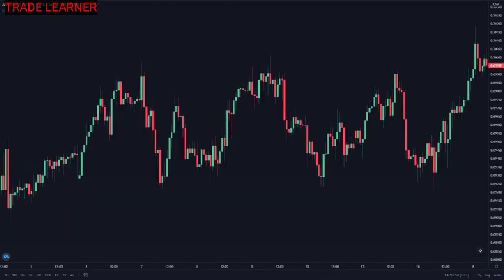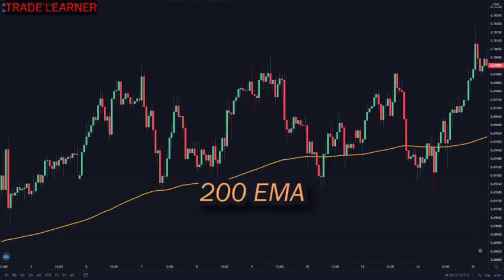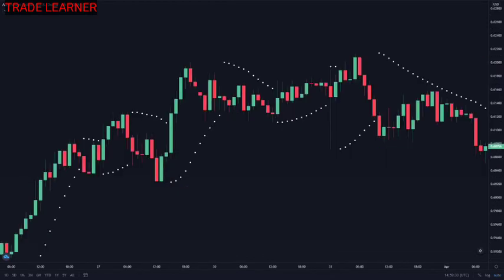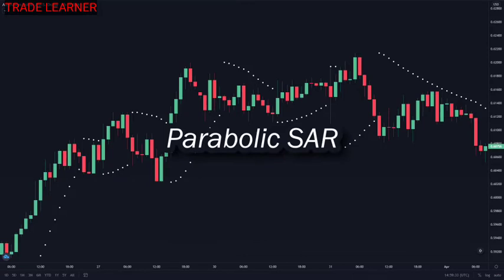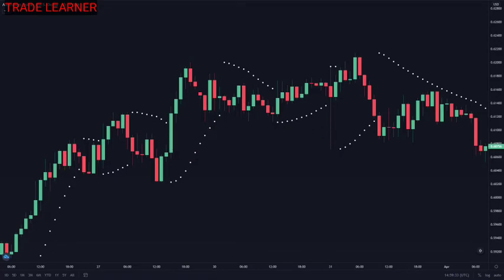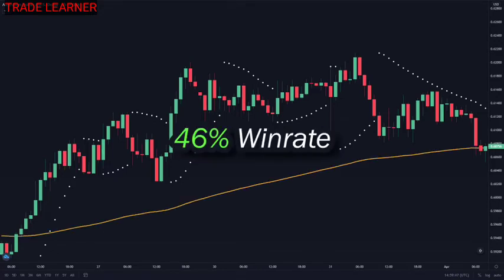Another moving average strategy that you can use is by combining the 200 exponential moving average with any indicator and automatically increase its win rate. Let me give you an example. If you're just trading only using the parabolic SAR, it will give you a win rate of only 38%. But if you combine it with a 200 EMA, it will increase the win rate to 46%.